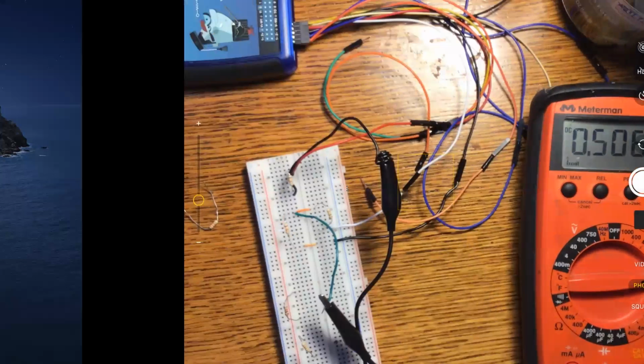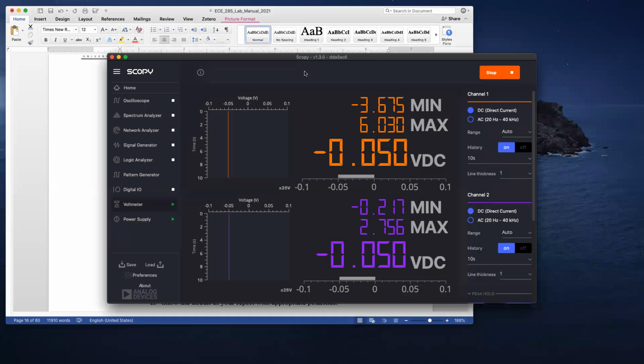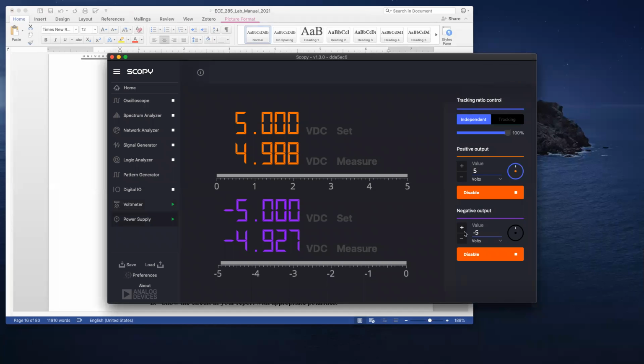Okay, cool. So now I'm going to supply 5 volts and negative 5 volts. I was already supplying voltage. You should not do what I did. Make sure you turn off your supplies prior to connecting everything. There you go, 2.5 negative and positive 5 volts.